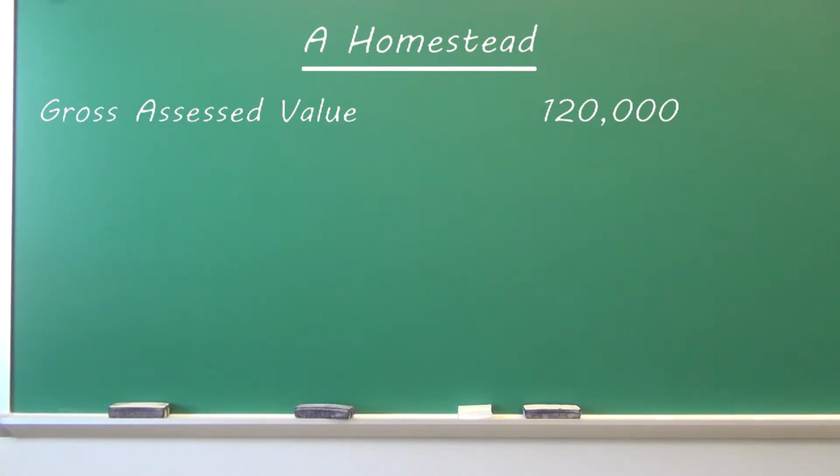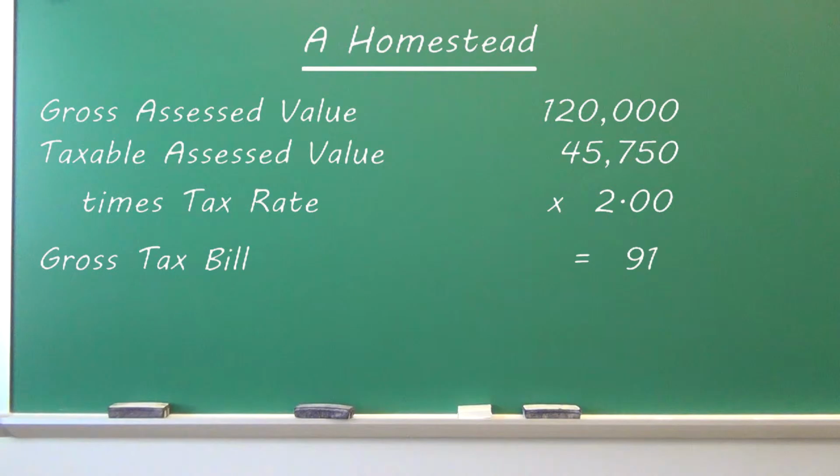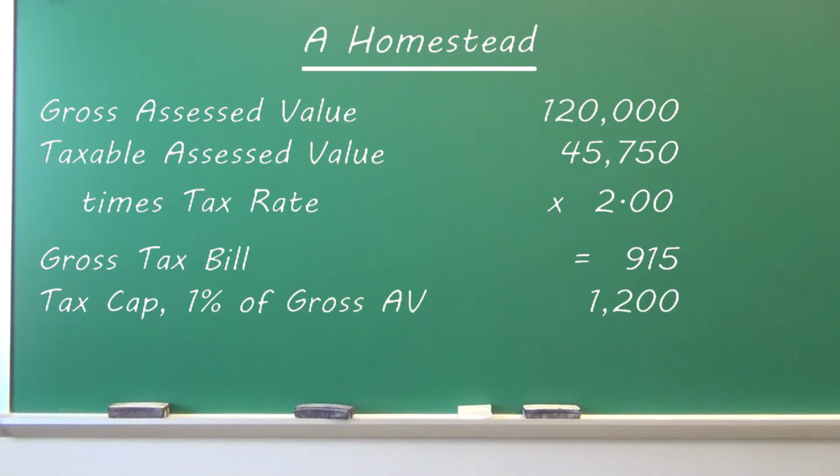Remember, it's got a gross assessed value of $120,000 and a taxable assessed value of $45,750. Let's suppose that the homestead is located in a tax district where the tax rate is $2 per $100 assessed value. That's like 2%. The taxable AV times the rate is the gross tax bill, which is $915. The tax cap is 1% of the gross AV, and for this homestead, 1% of $120,000 is $1,200. That's the maximum tax bill this homeowner can pay on this homestead. Since the actual tax bill is less than that, the taxpayer is not at the tax cap, so no tax cap credits are needed to bring the tax bill down.